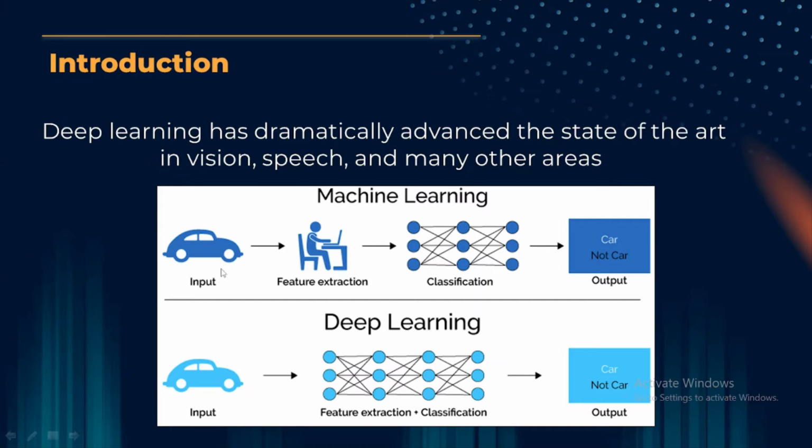So in machine learning, we have an input where we do the feature extraction, and then we classify the data until it comes to an output. So the output here is whether it's a car or not. But in deep learning, we have the input, and we do feature extraction plus classification at the same time. It happens at the same time, and we get the output of whether it's a car or not.